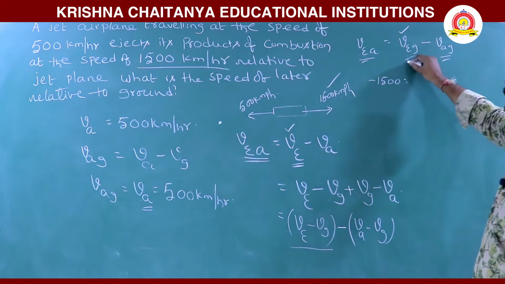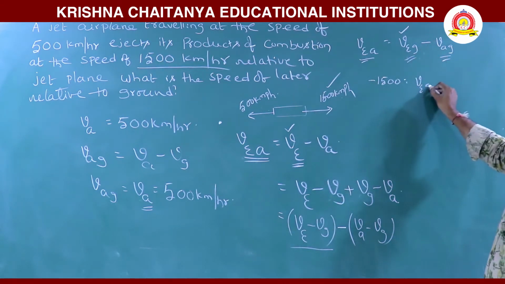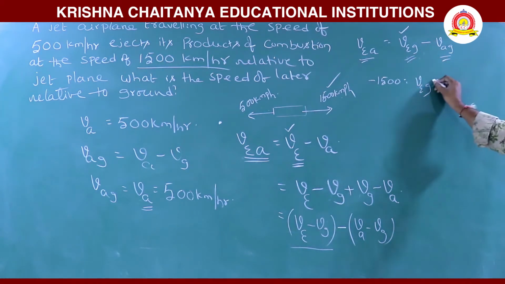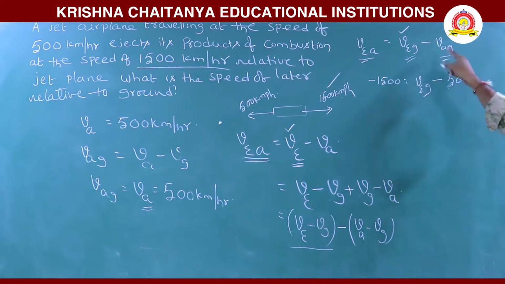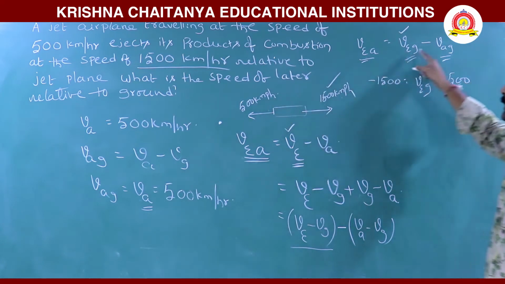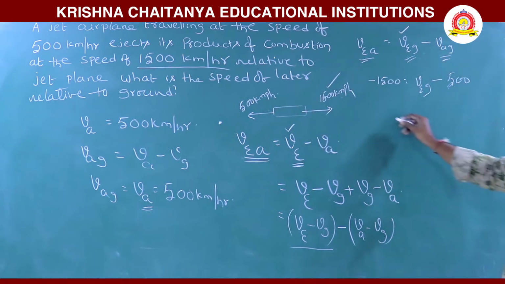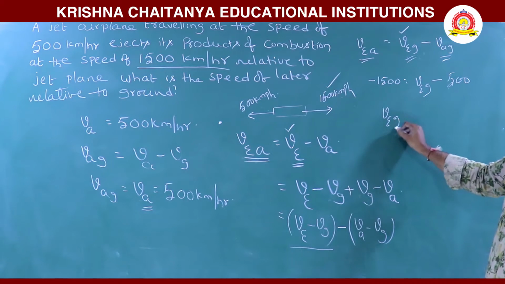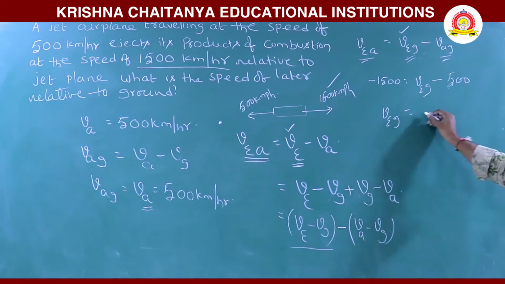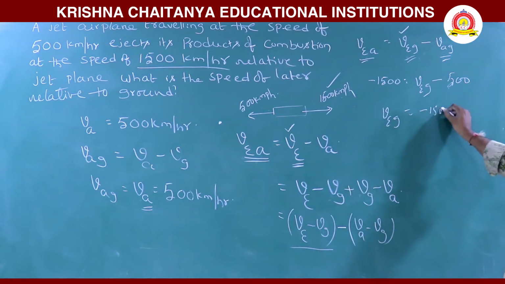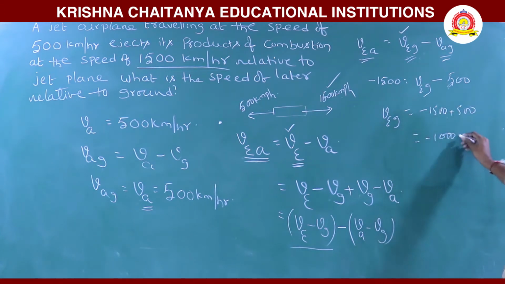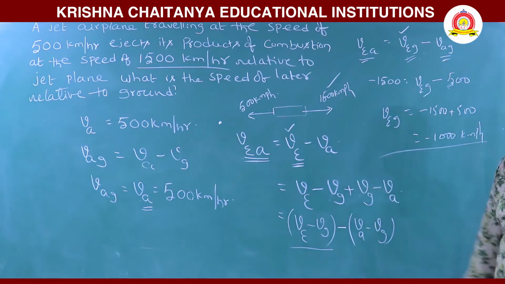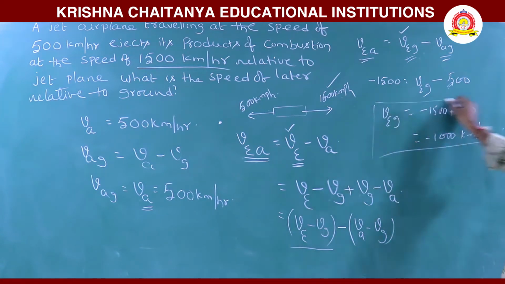And you have to find out the velocity of exhaust with respect to ground, and this is minus Vag, which is minus Vag is 500. So here the minus sign is there and Vag is 500. So the velocity of exhaust gas with respect to ground is minus 1500 plus 500, then it will be minus 1000 km per hour. Okay. So this is the method.